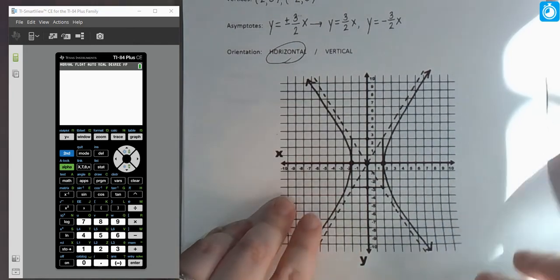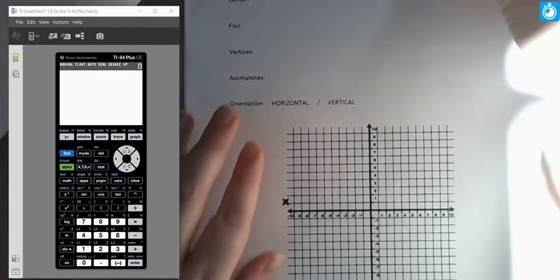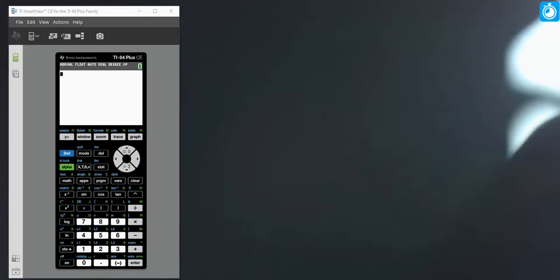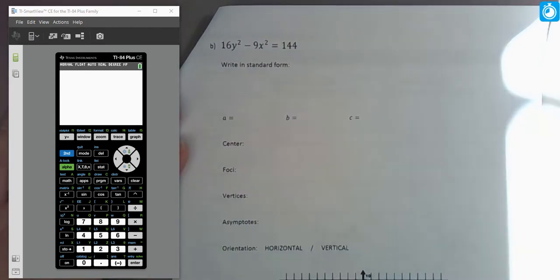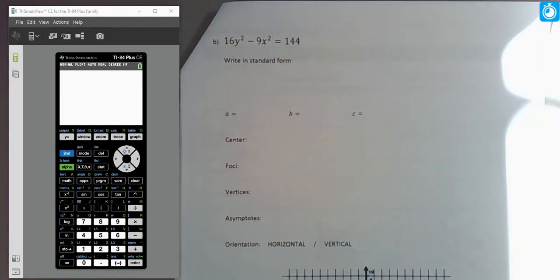Okay, let's look at another example. And I apologize for the glare on the paper. It's just the right time of day to have a little bit of glare. Okay, so we have 16y squared minus 9x squared is equal to 144. So we encountered an example similar to this in the last section when we looked at ellipses. This equation represents a hyperbola, but it is not in standard form.